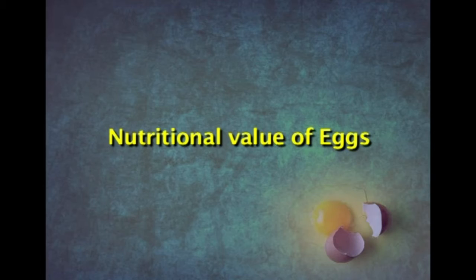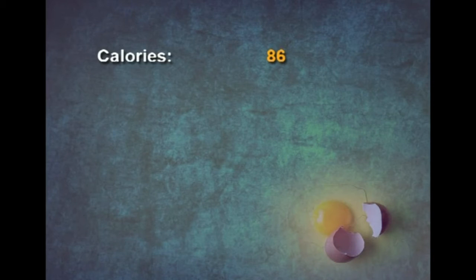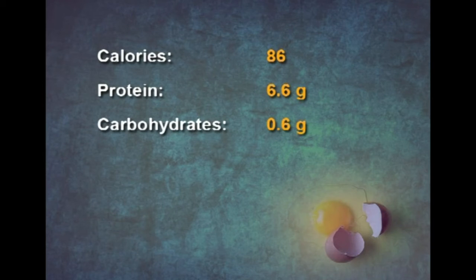Now, the details of the nutritional value of eggs. What I am showing you on the screen with the various components, it is from the book Nutritive Value of Indian Foods, published by National Institute of Nutrition. Now, one single egg, which is average, as I said, about 50 to 55 grams, gives about 86 kilocalories, protein 6.6 grams, carbohydrates very less, and total fat is about 6.6 grams, and there are other details.